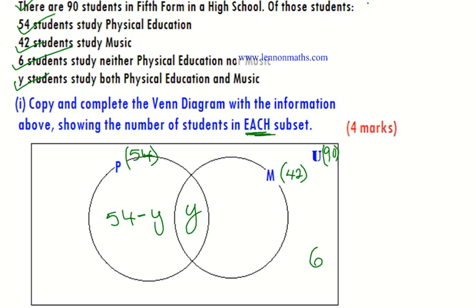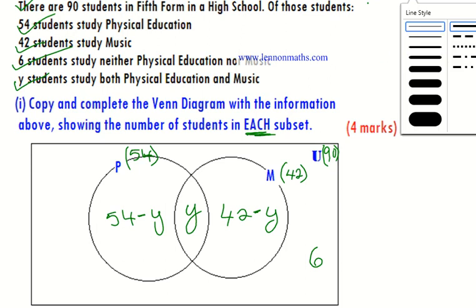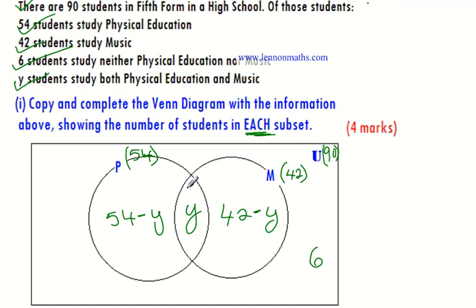Okay, so let's continue. What amount of students should we have here? It will be 42 minus Y. 42 minus Y. The only event that you're confused, here's a nice little explanation I'm going to give with an example. Let's suppose we know the amount of students that are doing both physical education and music to be 4.